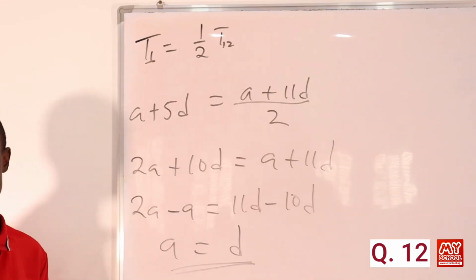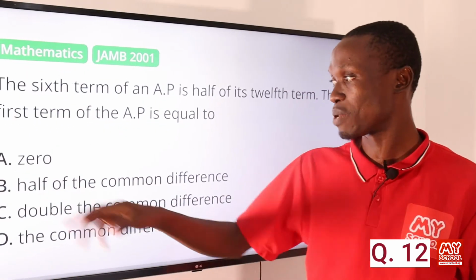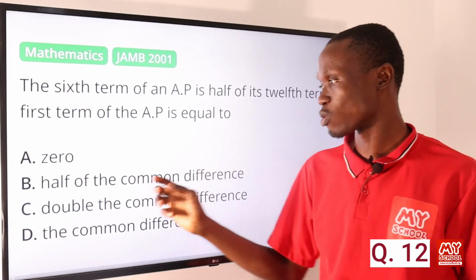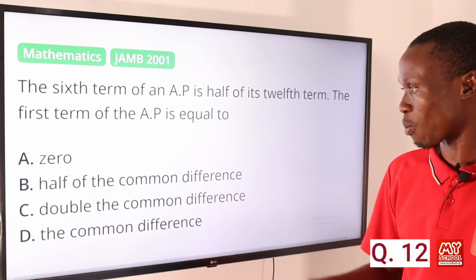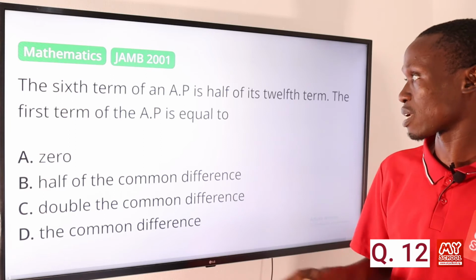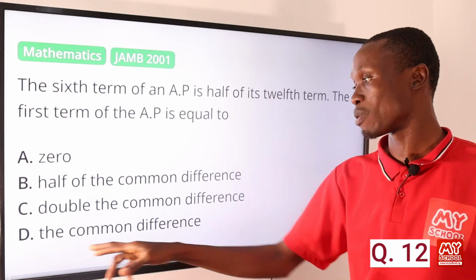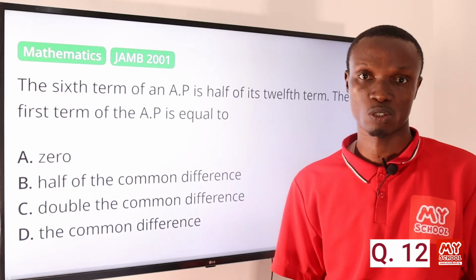So let's return to the screen to pick the right answer to this question. Option A is 0, no. Option B is half of the common difference, no. C is double the common difference, no. And D is the common difference. So from our answer, the first term of the AP is actually equal to the common difference. So that makes option D the correct answer to this question.